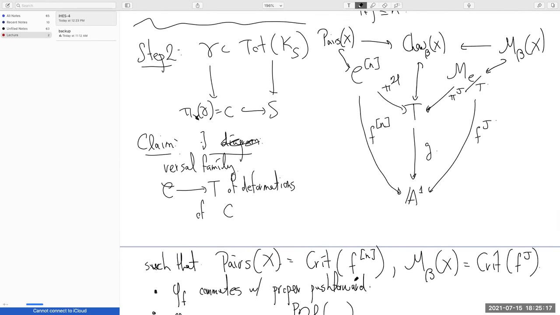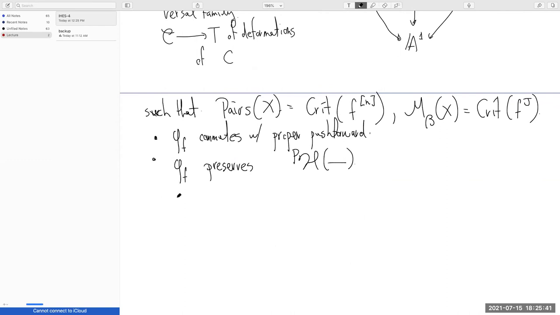And so what I can do is, for instance, take the constant sheaf here, take its vanishing cycles, and then push it forward, let's say to the Chow variety, or maybe all the way to T. But instead of doing it that way, I can first push forward to T and then take vanishing cycles with respect to this function G.